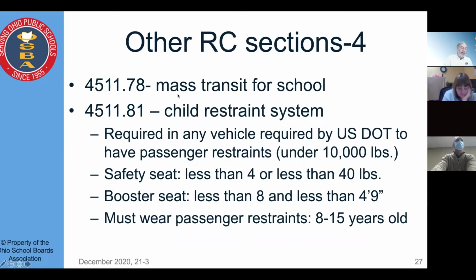4511.78 is a section of code that says children are allowed to use mass transit. So those are the public transit buses in most of the 8 urban centers. Kids are allowed to ride those. There are some conditions for them.